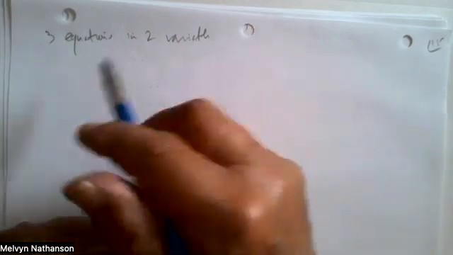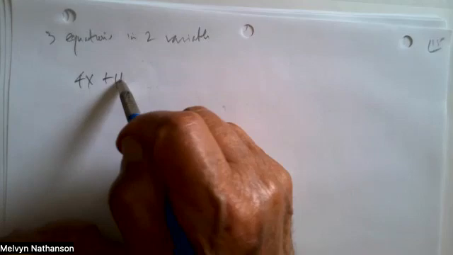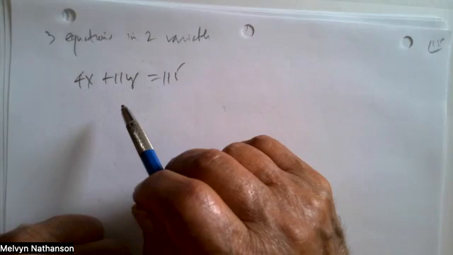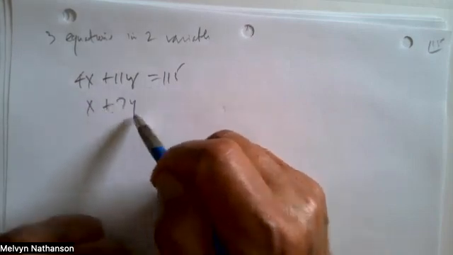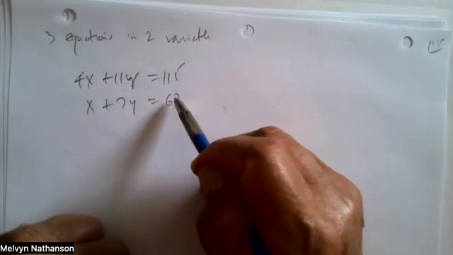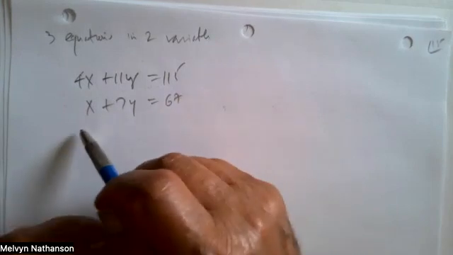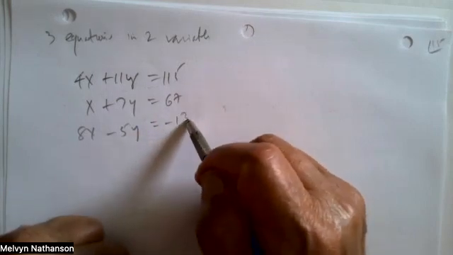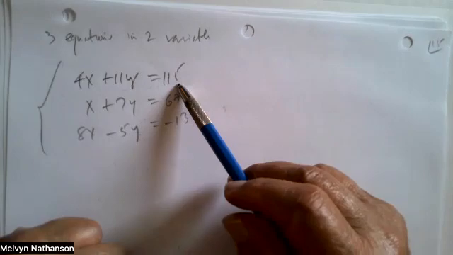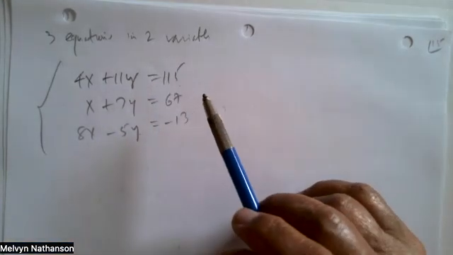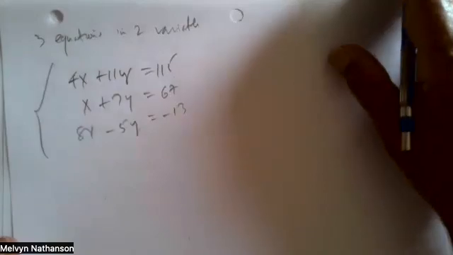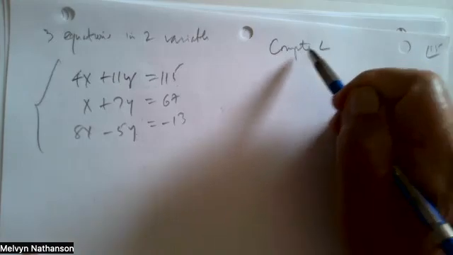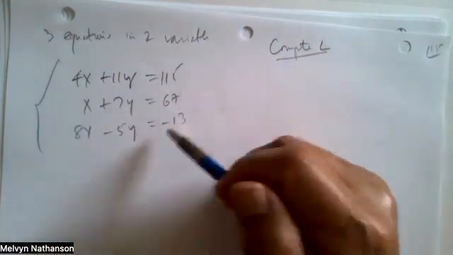But here's an example. Let's take 4x plus 11y equals 115. x plus 7y equals 67. And 8x minus 5y equals minus 13. So I have 3 equations in 2 variables, x and y, and I want to find all solutions. So I want to compute L, the solution space of this inhomogeneous system.